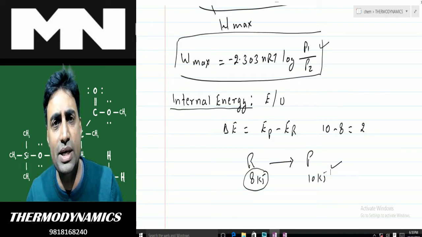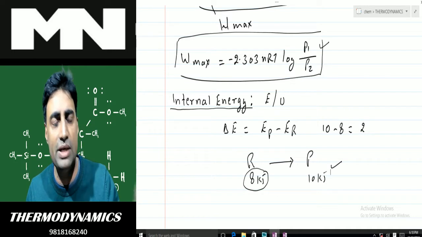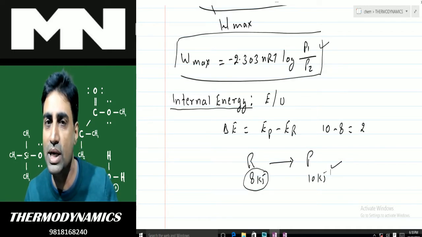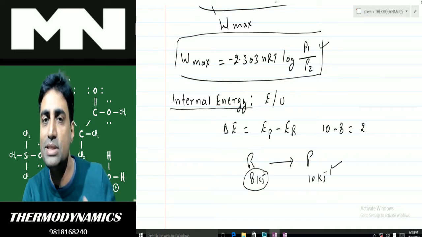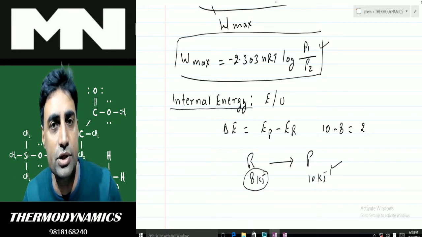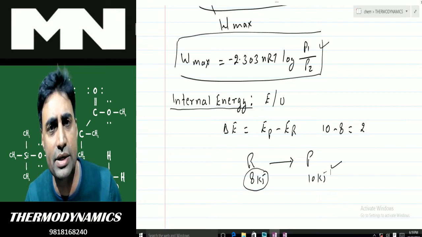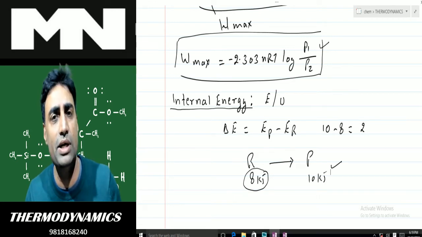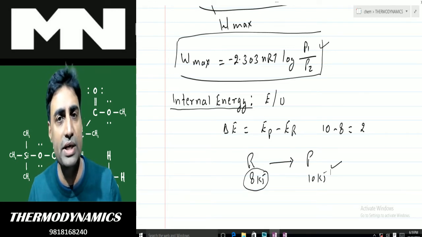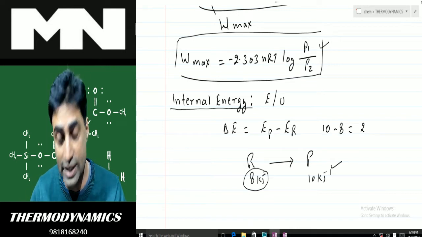Whatever will be the energy of coal, I don't know. Whatever the energy of ashes, I know one thing for sure, that the energy of ashes is 100 calorie lesser than the energy of coal. So this is how we can calculate the change in internal energy. Although we don't know the internal energy of the reactant and the product, we can easily calculate the change in internal energy.